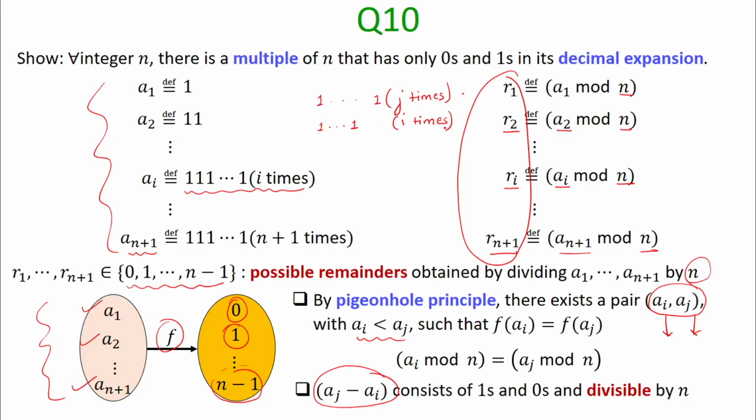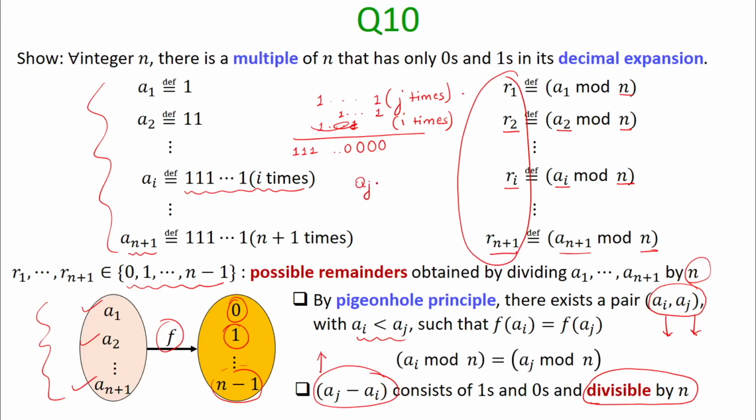Both of them give me the same remainder on dividing by n. So if I take aj minus ai, this will be a decimal number which will have trailing zeros, and then at the leading positions you will have the ones. That means it's a decimal number which has only the characters ones and zeros. But what can you say about its divisibility by n? This number will be divisible completely by n because aj gives you the same remainder, say r.